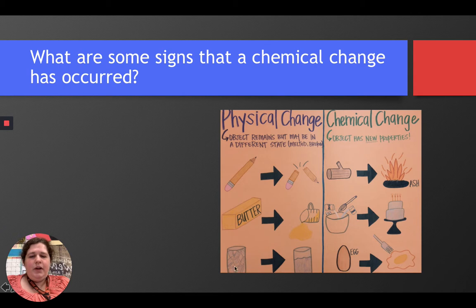Maybe if you have a cup of ice and you let it sit out for a little bit, it melts into water. Or if you put some slightly melted ice cream into the freezer and it hardens over time as it freezes. Those are physical changes. Chemical changes, on the other hand, the object has new properties.